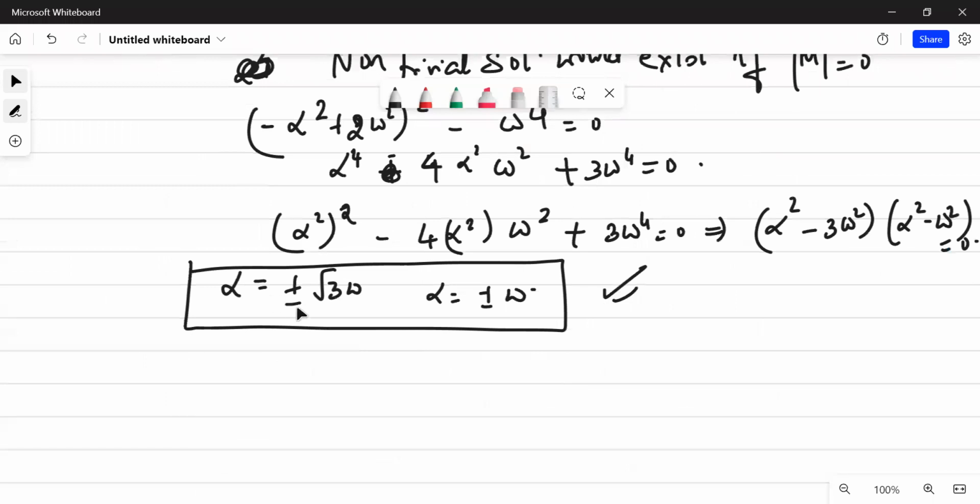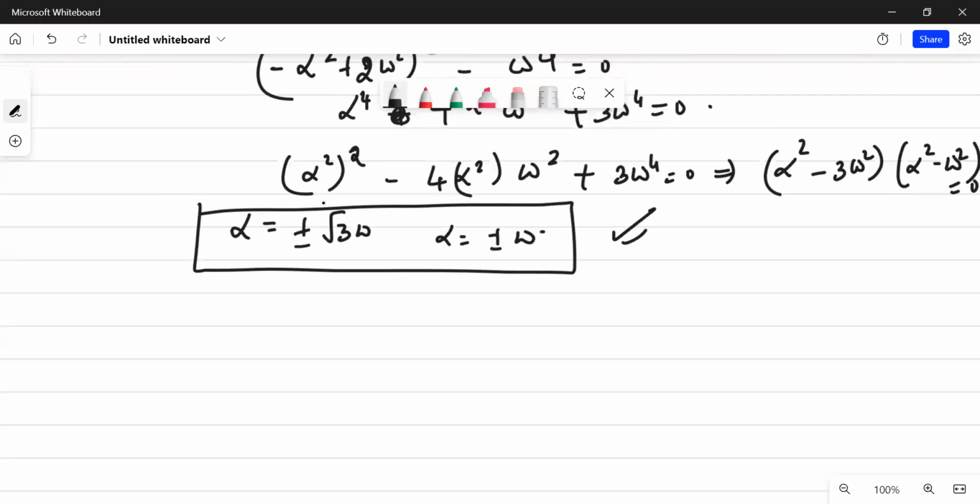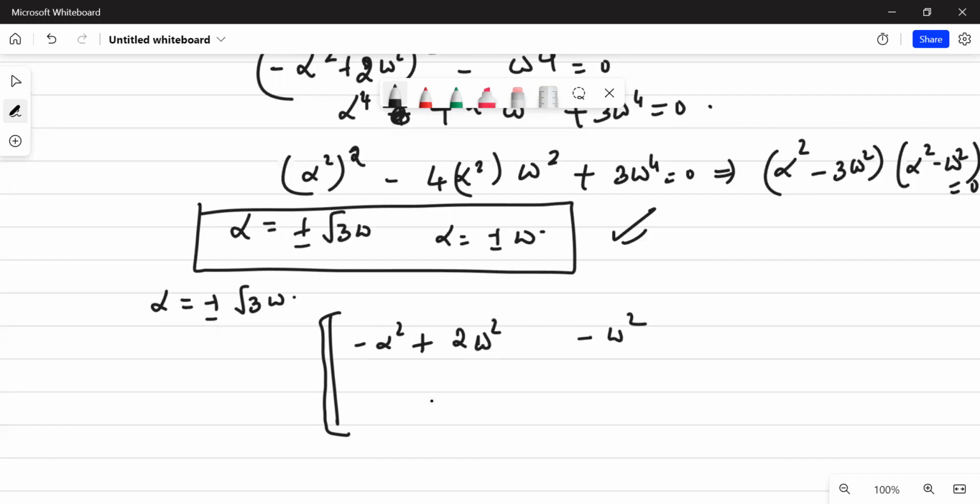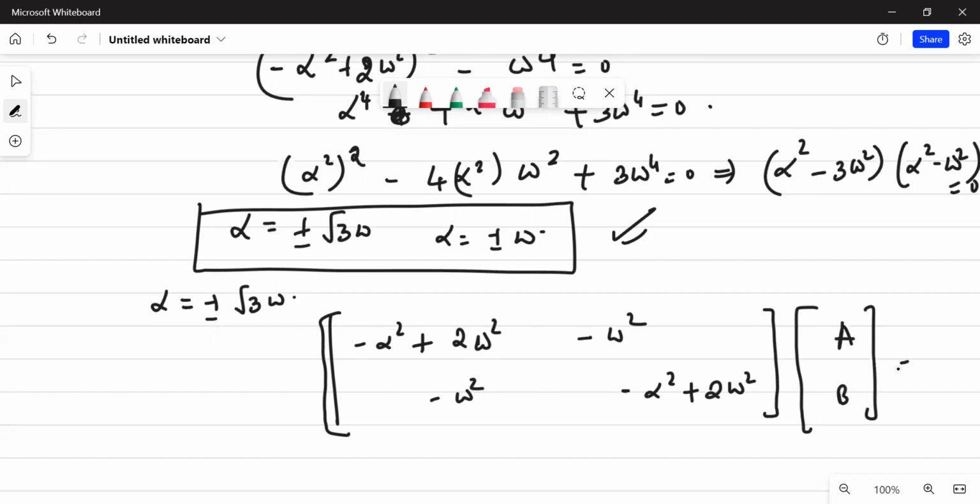Okay, so corresponding to alpha equal to plus minus root 3 omega, and corresponding to alpha equal to plus minus omega, let us first find the relation between A and B. If I use alpha equal to plus minus root 3 omega, it was minus alpha square plus 2 omega square, and I had minus omega square here, and I had minus alpha square plus 2 omega square. And then I will write A and B here equal to 0.